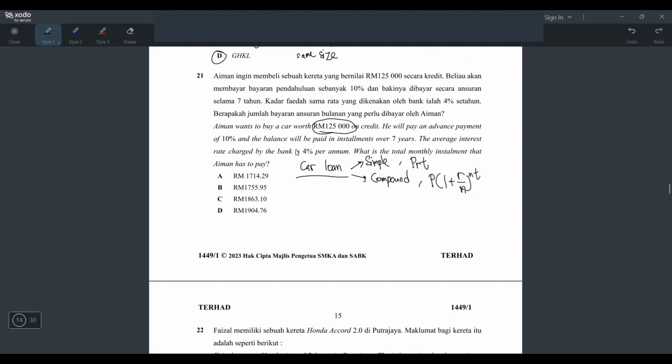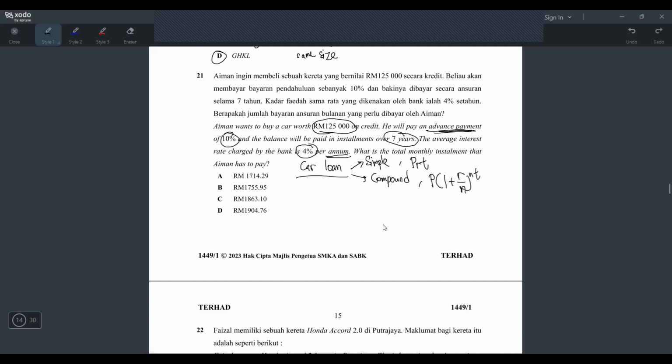So let's see whether this question mentions the word compound or not. Aiman wants to buy a car worth 125,000 on credit. That's the price of the car. He will pay an advance payment, the deposit, or the down payment, of 10%, and the balance will be paid in installments over 7 years. The average interest rate charged by the bank is 4% per annum, meaning per year. What is the total monthly installment that Aiman has to pay?